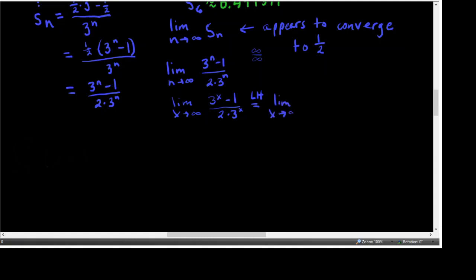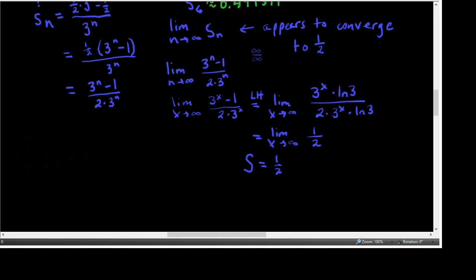The derivative of 3 to the x is 3 to the x times natural log of 3. The derivative of 2 times something is 2 times the derivative of that something. And the derivative of 3 to the x, again, is 3 to the x times ln of 3. Then if you simplify algebraically what you just came up with, that simplifies to be 1 over 2, and the limit of a constant is that constant. So actually, as it turns out, our guess was good, and the sum of that series is 1/2.